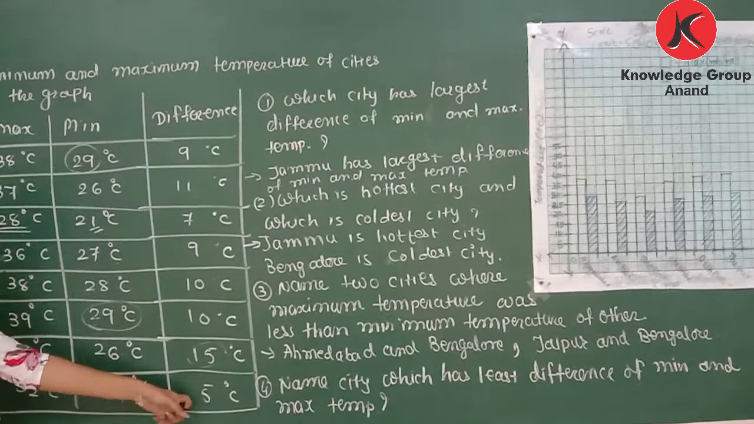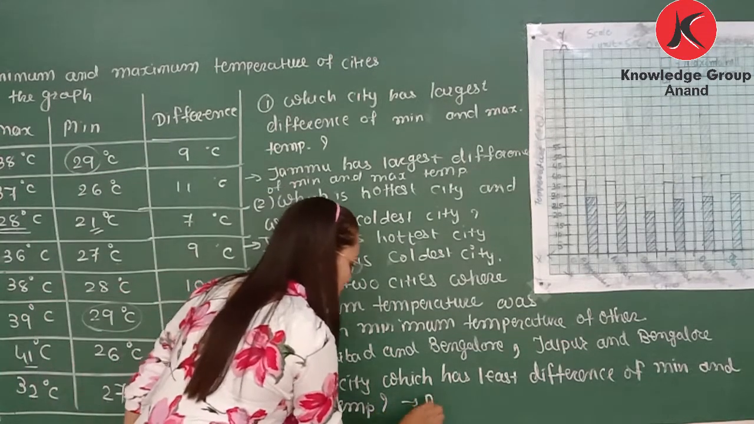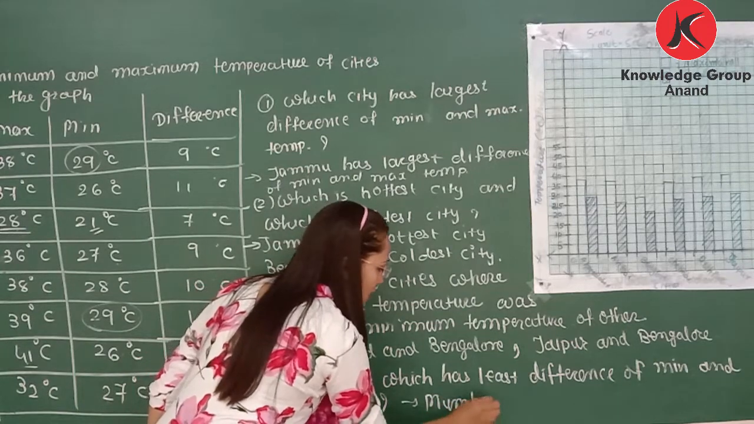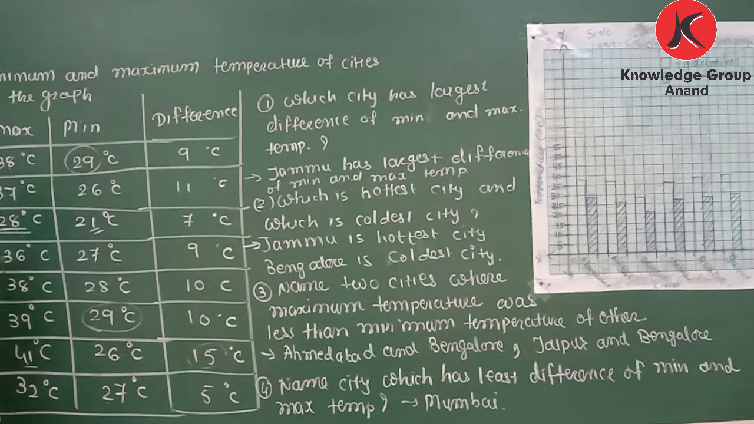You can see that 5 degrees Celsius is of Mumbai. So Mumbai is the answer. Mumbai has least difference of minimum and maximum temperature.